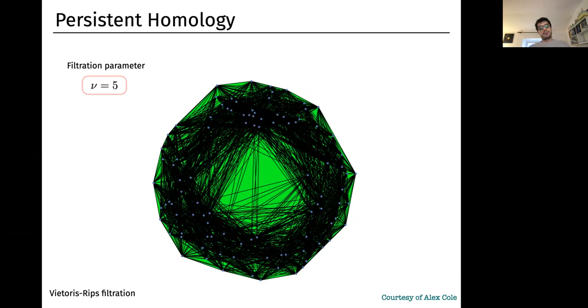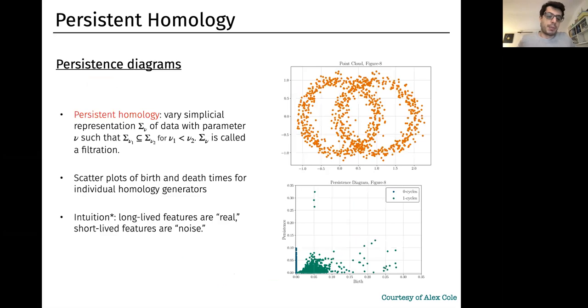Okay, so now how do you make this a bit more quantitative? As I said, persistent homology is about finding this simplicial representation and associating each step with a filtration parameter so that they are ordered, so that the lower filtration parameter representation is included in the higher one. And then classify topological features by their birth scale, meaning at which nu they are born, and their death scale, so when they die, or more specifically the persistence, which is the death minus the birth. So here we have.